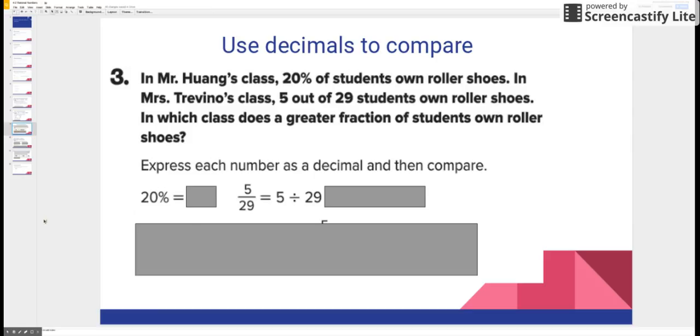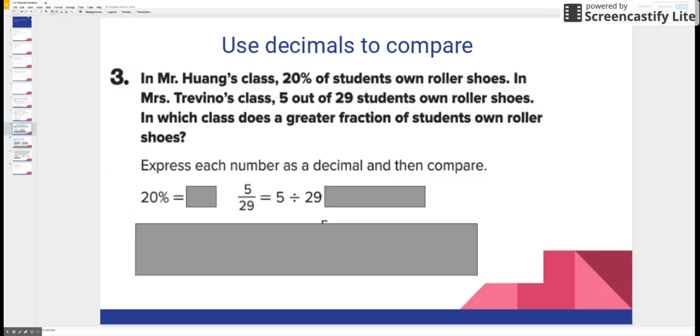Another way you can compare fractions, or rational numbers rather, is if you use decimals. So in this example, we have, in Mr. Huang's class, 20% of students own roller shoes. In Mrs. Trevino's class, 5 out of 29 students own roller shoes. In which class does a greater fraction of students own roller shoes?